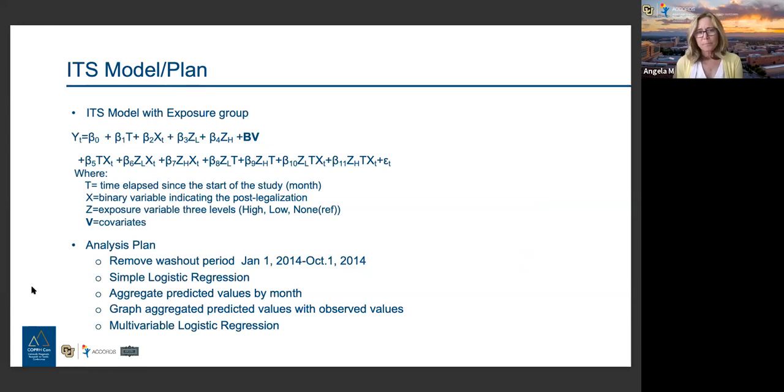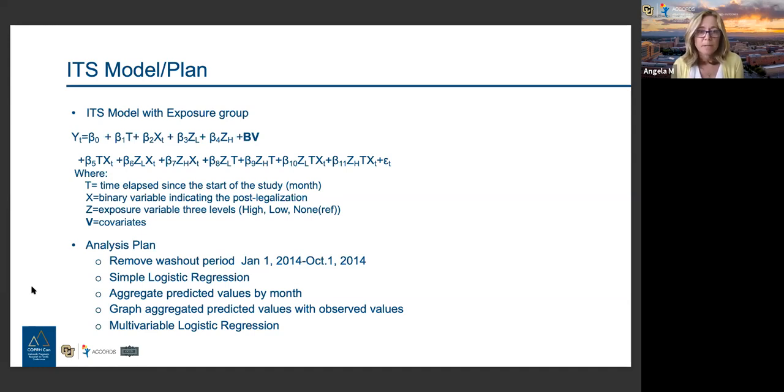Okay, so what does that model look like? Here it is. The first line is similar to the basic model Elizabeth just showed you, but then we're adding every intervention that we can think of. T is the time elapsed from the start of the study. X is a binary variable indicating what legalization period it was. Z is an exposure variable for the 3 levels of exposure for the MOD counties, high, low, or none, where none is the reference. And then we have that vector V, which is going to be all our individual level covariates.